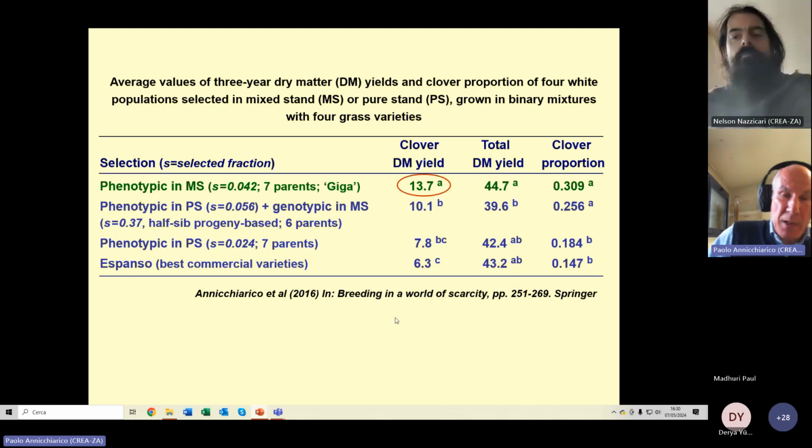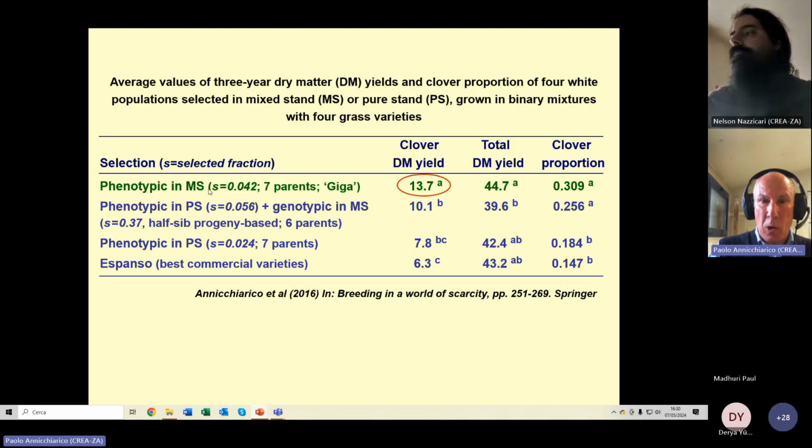And there has also been a methodological comparison of selection in intercropping compared to, for example, selection in pure stand: phenotypic, followed by half-sib-based genotypic selection in mixed stand, or directly phenotypic selection in pure stand. And although, for example, here we used a higher selection intensity, again, the yield response, the progress was much lower. Also here, where the selection was more complex because of the 2 stages.